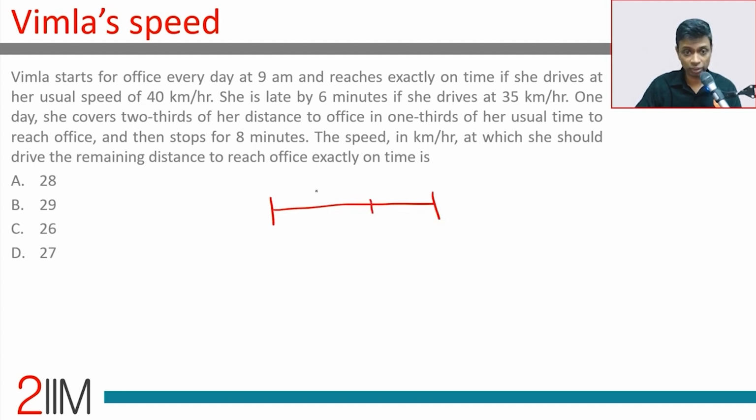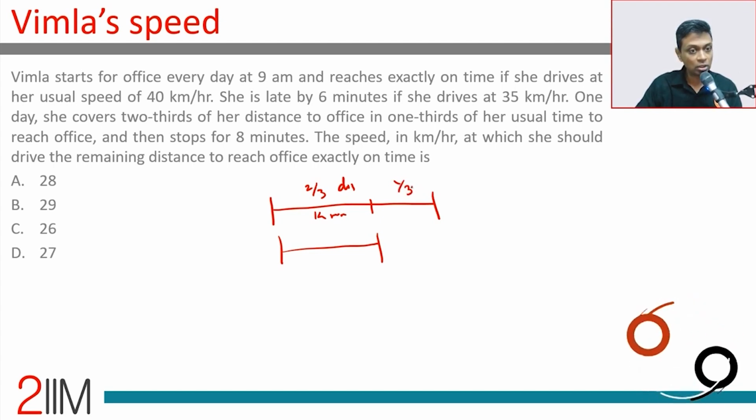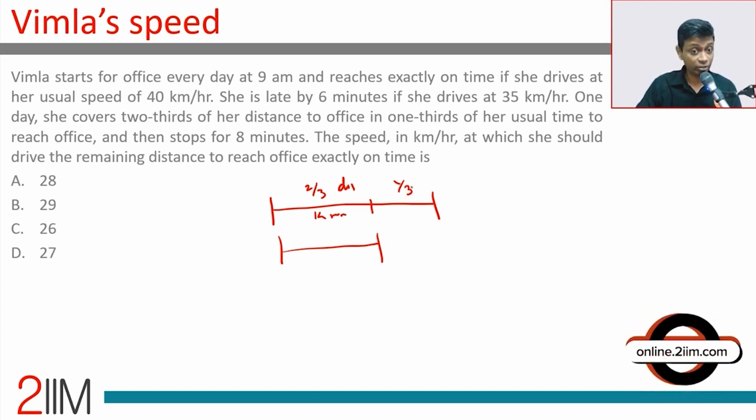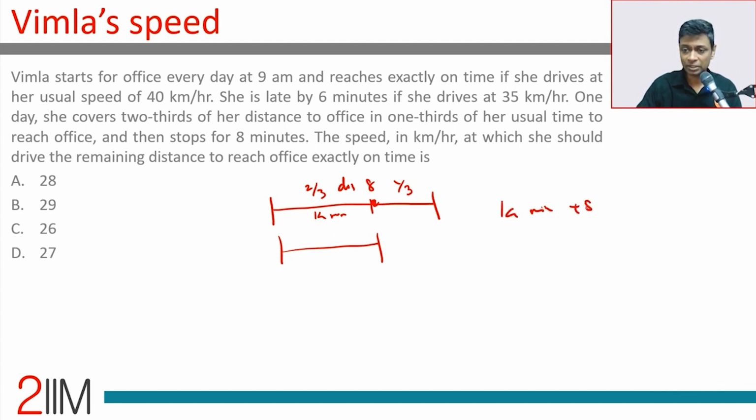So 2/3 of her time, 2/3 of the distance, this she covers in 14 minutes. 1/3 remains. And then she stops for 8 minutes. Wonderful. So she takes a break for 8 minutes. So at the 2/3 point, she spent 14 minutes plus 8 minutes, which is 22 minutes.